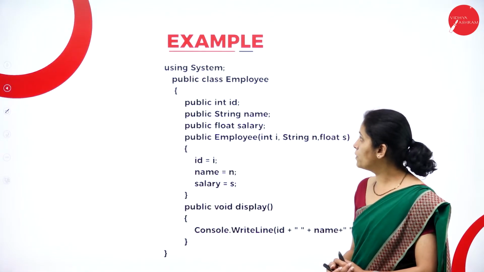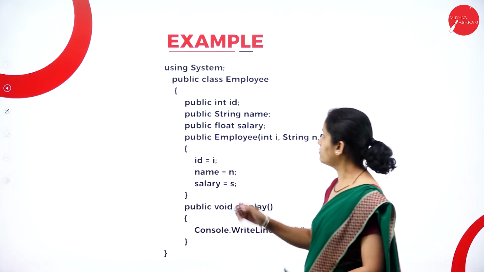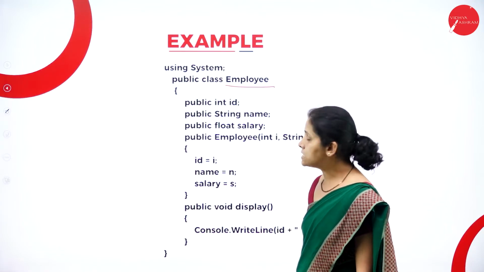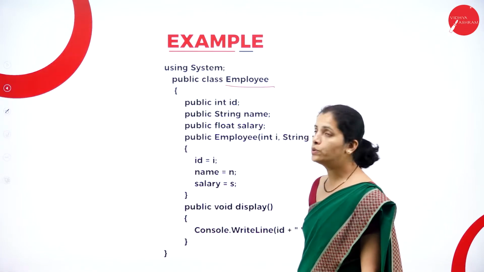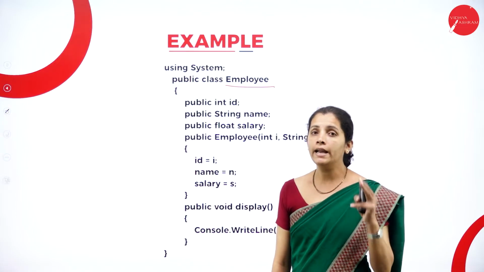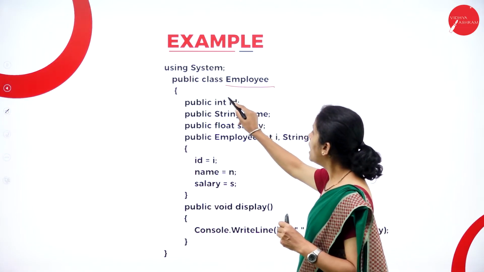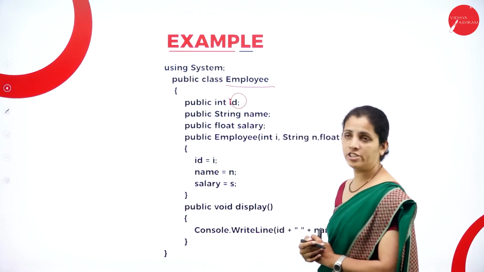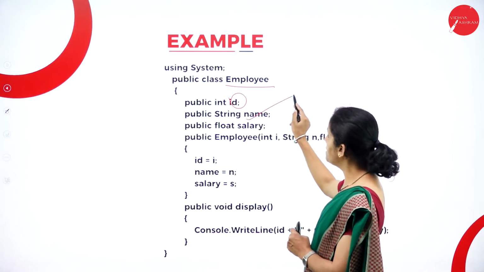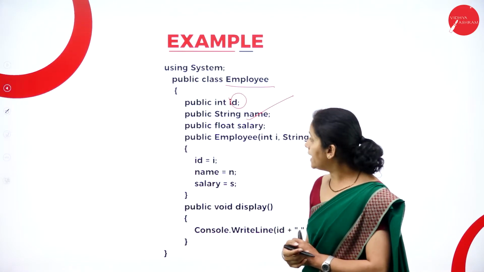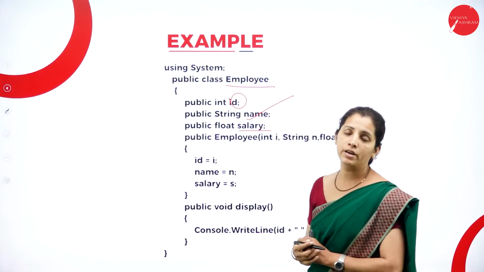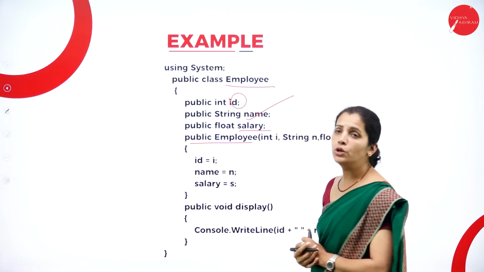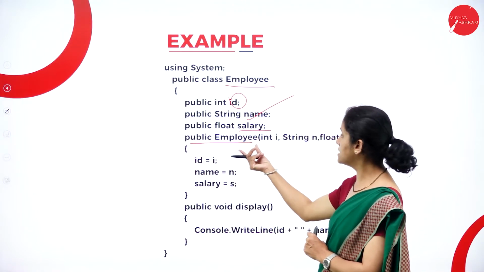This is the example program. See here, I have the class called employee. In this employee class, I'm going to have three data members. One is ID, that is employee ID, and it's of type integer. Then I have name, it's of type string. Then I have salary, it's of type floating point. Now I'm going to use parameterized constructor.